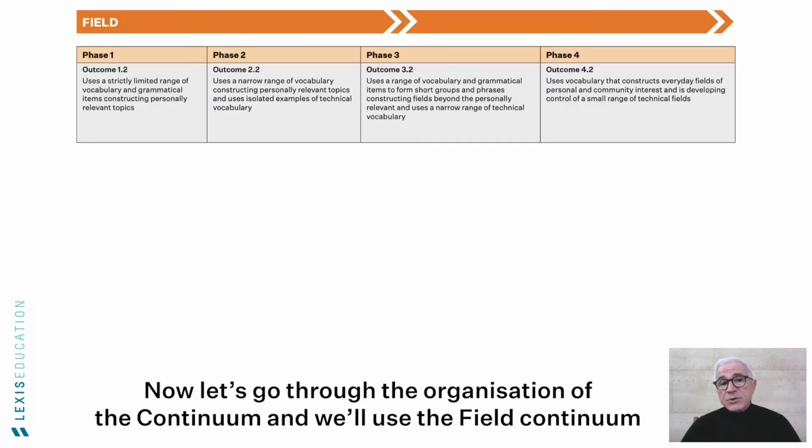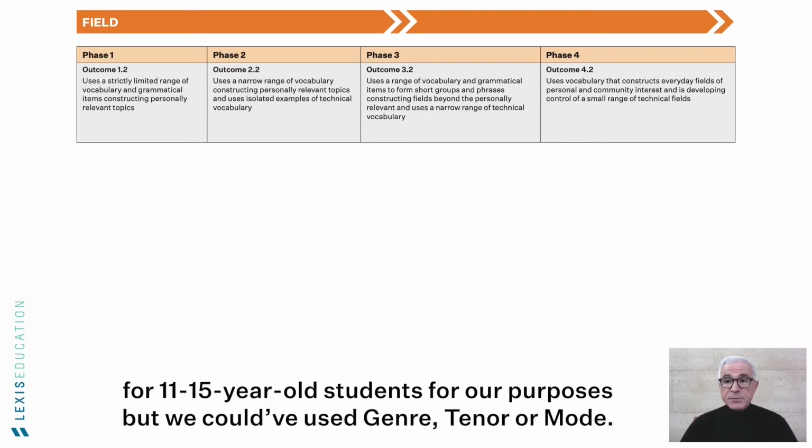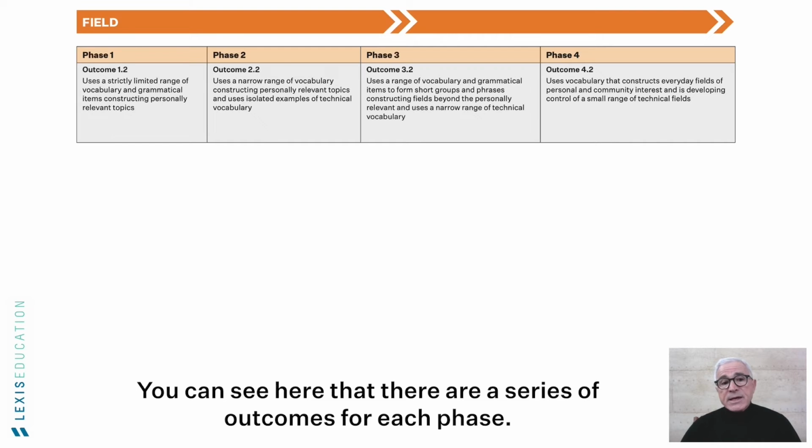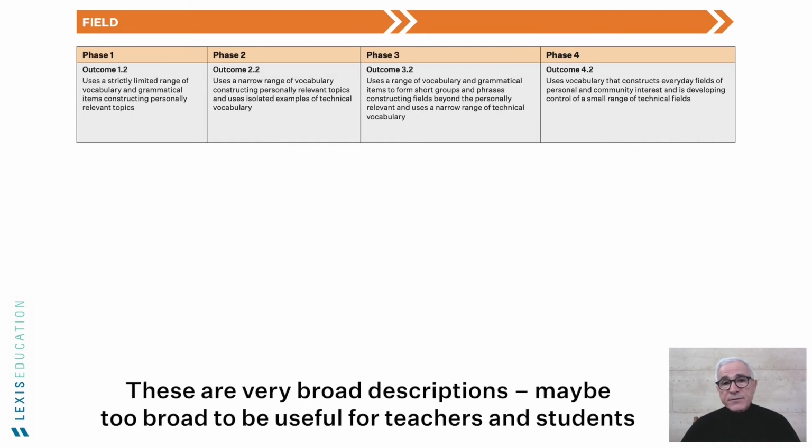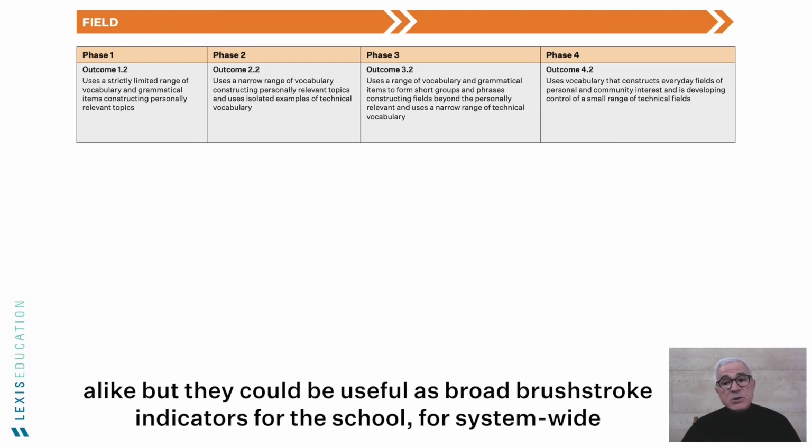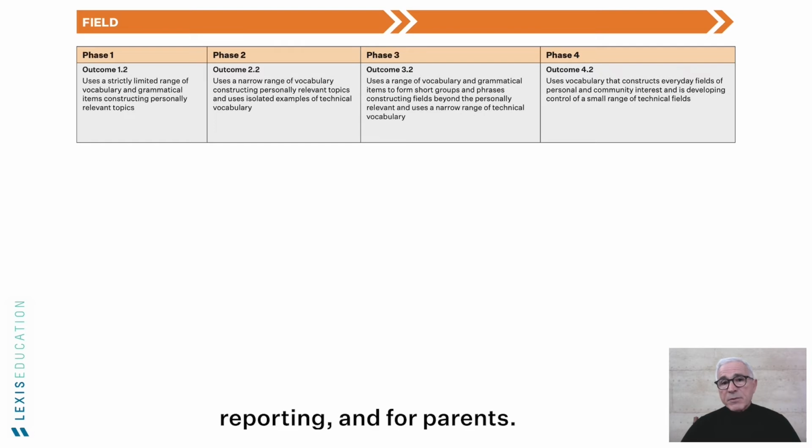Now, let's go through the organisation of the Continuum, and we'll use the field Continuum for 11 to 15-year-old students for our purposes, but we could have used genre, tenor, or mode. You can see here that there are a series of outcomes for each phase. These are very broad descriptions, maybe too broad to be useful for teachers and students alike, but they could be useful as broad brushstroke indicators for the school, for system-wide reporting, and for parents.